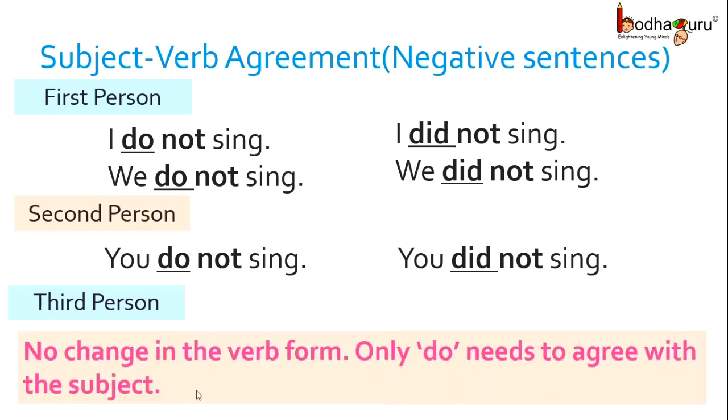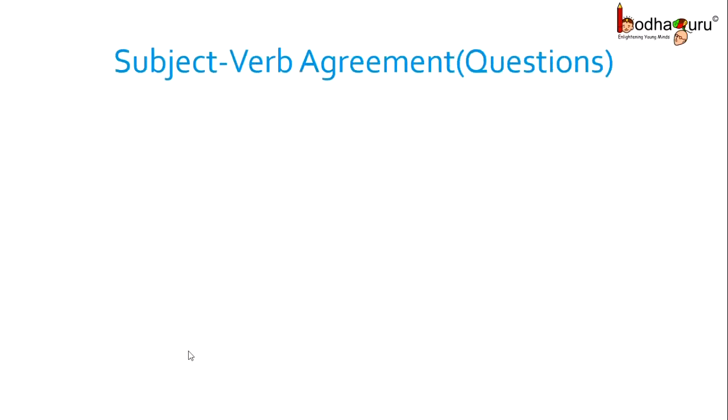So remember, there is no change in the verb form. As you can see, everywhere we are using sing. And only do needs to agree with the subject. Next, what about questions? How do we frame them? Let us see. Do I sing? We use do when framing the question in present tense.